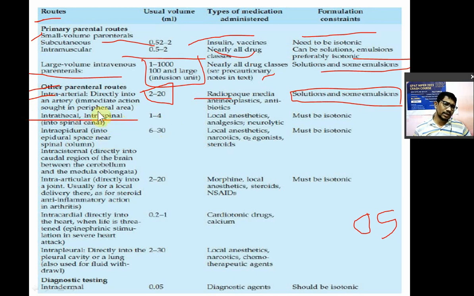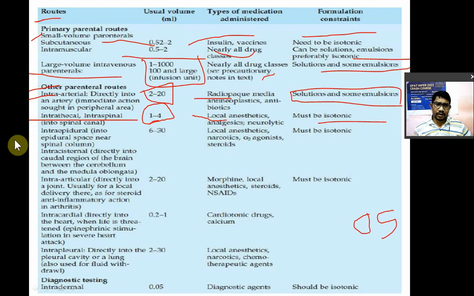So the drug is injected into the subarachnoid space of your spinal cord. इसके ऊपर क्वेश्चन होता है. Intrathecal means क्या? Drug is injected into the subarachnoid space of your spinal cord. So 1 to 4 ml drug can be injected. यहाँ पे क्या होना चाहिए? It must be isotonic and it must be isobaric with the CSF. Mostly local anesthetic drugs are given by this route, also for diagnosis purposes, etc.